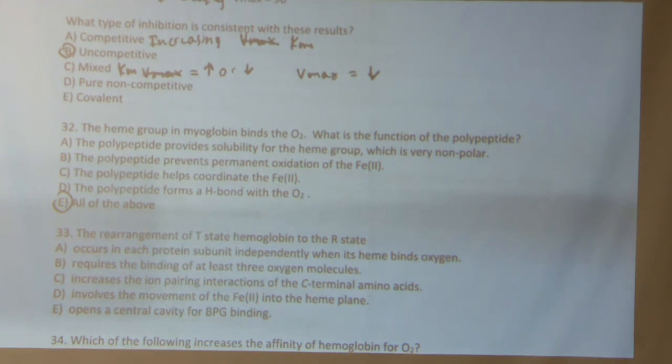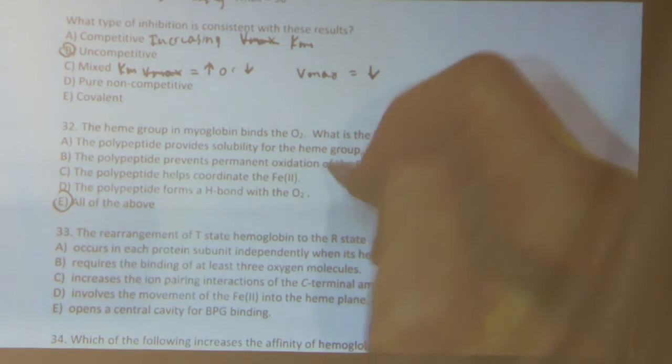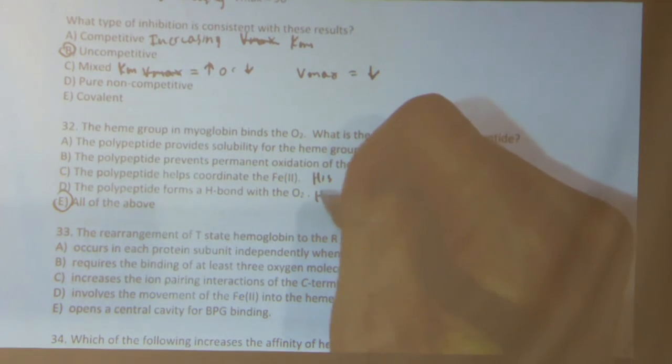Now, what part of the polypeptide coordinates with iron 2? The porphyrin ring is the actual, so that's a good guess, but that's not what's coordinating directly. Histidine. Which histidine residue coordinates with the iron, and which histidine makes a hydrogen bond with the oxygen? So for C, what do we think? Because they're both histidine groups.